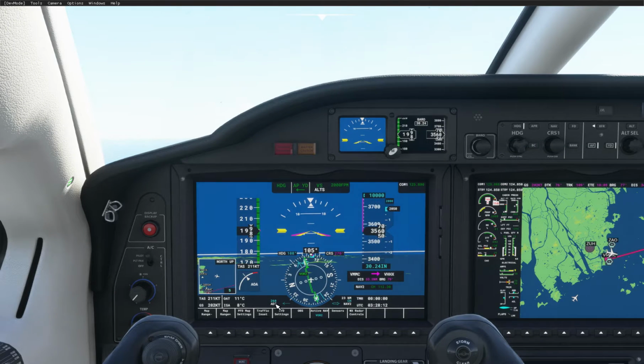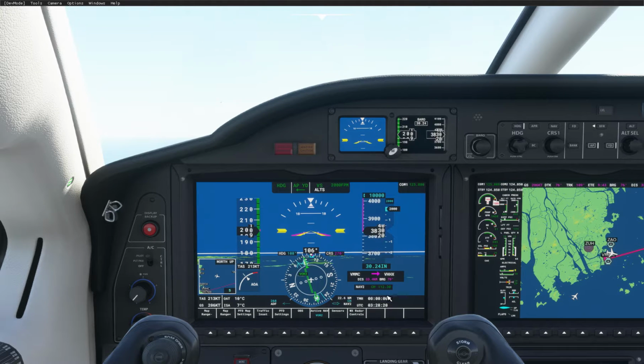So we have the 268 ADF in here, SL. No, it's not showing the SL identifier. And nav2 is 112.3 CH, which is the start of the approach.